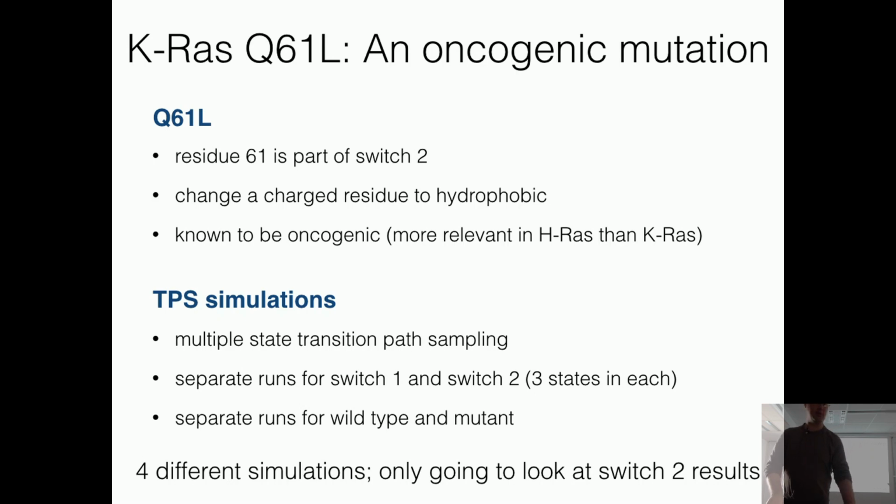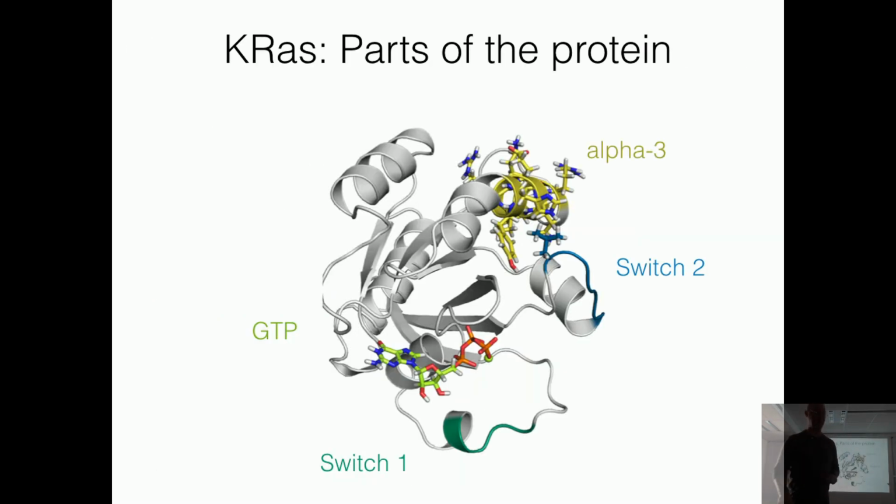So the first thing I should do is to look at the protein itself. So this is what KRAS looks like. It's bound to GTP. Down here we have switch 1. Up here we have switch 2, and here's our mutated residue. And then here is this alpha-3 helix, and that alpha-3 helix is going to turn out to be really important. In fact, that importance is one of our significant discoveries in this work.